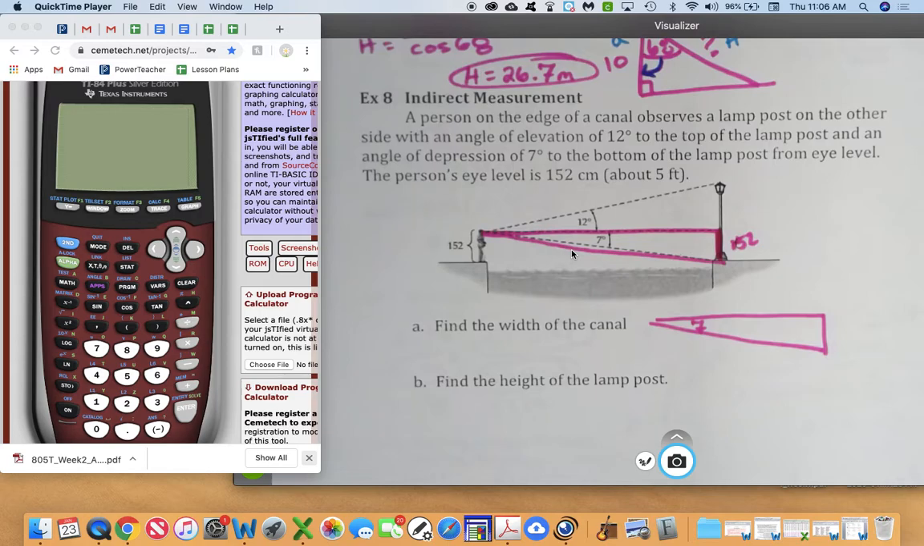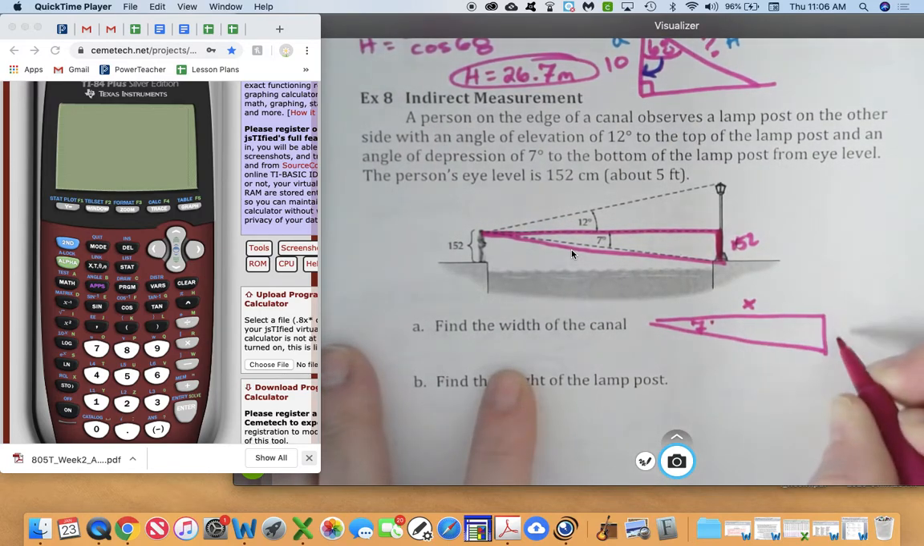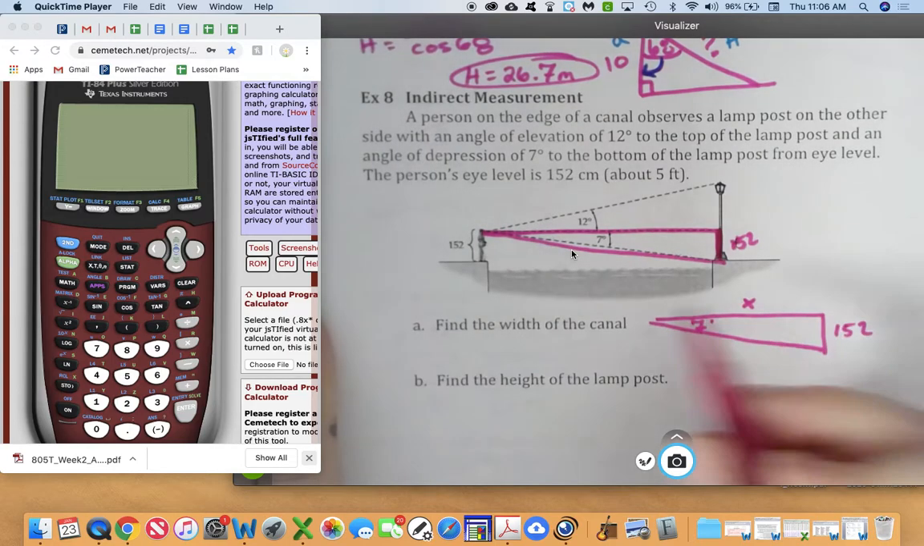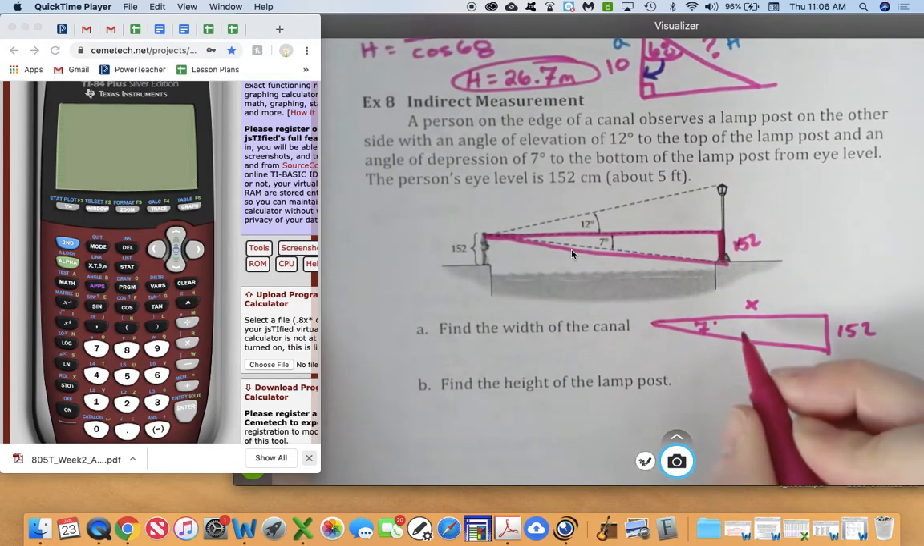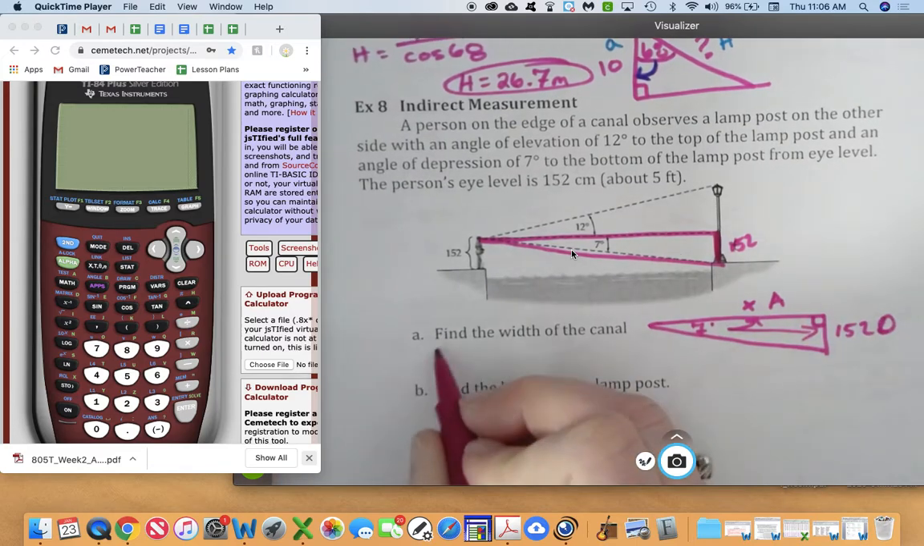Okay, so 7 degrees. They want to know this and 152. We're trying to find the horizontal distance, which is that x. That's what we're solving for in part A: find the width of the canal. Opposite, and that's not hypotenuse, it's adjacent. Adjacent and opposite. Which trig function? We haven't used tangent yet. That's a first.